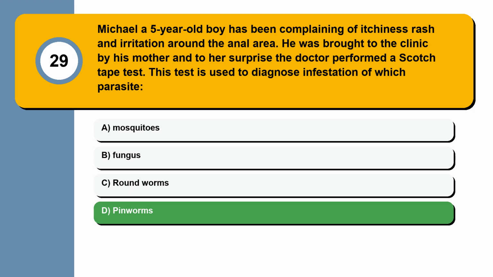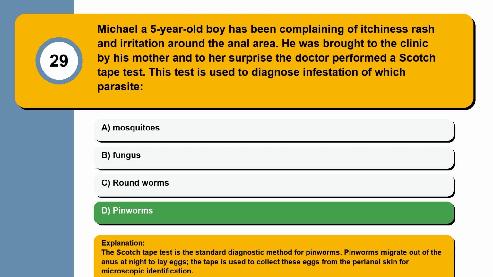Pinworms. Explanation. The Scotch tape test is the standard diagnostic method for pinworms. Pinworms migrate out of the anus at night to lay eggs. The tape is used to collect these eggs from the perianal skin for microscopic identification.